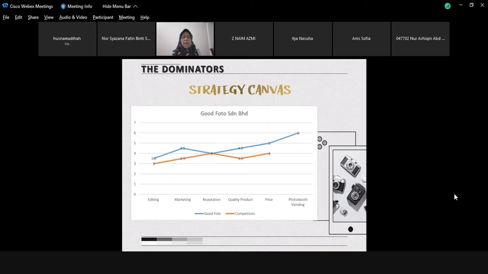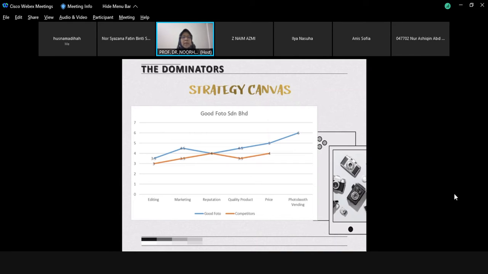Yes, Shazana, thank you. So you're saying that based on this graph, if they were able to implement the strategy as shown in this canvas, Goodfoto will do better than its competitor, because it has created the photo booth vending and it has raised its marketing. Even the first point, your photo editing is higher than your competitor. Your marketing is higher than your competitor. When you offer something at a higher level than your competitors, logically your cost will be higher.